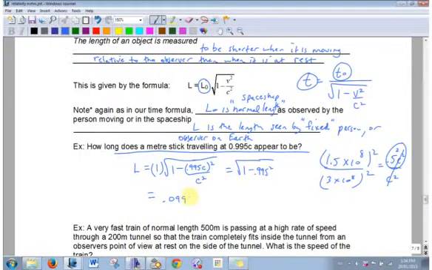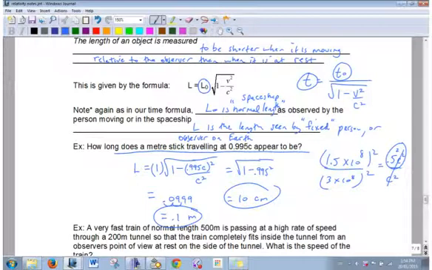Well, 7 makes that a 9. That is 10 centimeters, or 0.1 of a meter, right? So I don't know what the answer might be in, but when you see this meter stick flying by at 0.995 times the speed of light, it's only that big, okay? That's how much shorter it got.